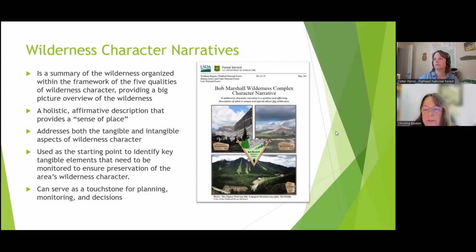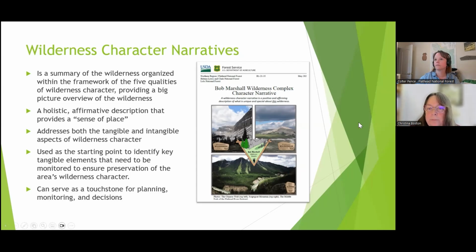The wilderness character narrative is a complement to these other WCM documents we produce, and it helps us to keep sight of the big picture. The narrative can be a touchstone for planning, monitoring, and decision making, and it can help inform which measures should be selected for monitoring.